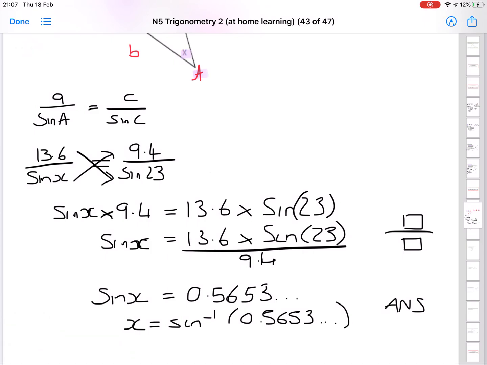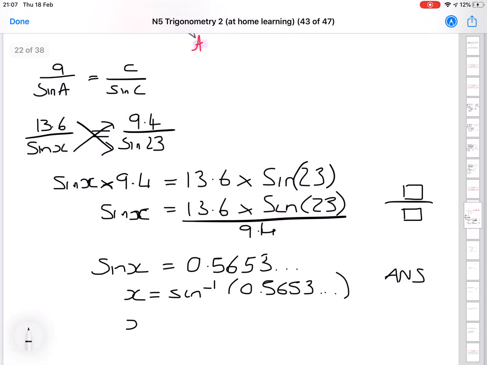So when you do this, I'm going to go for one decimal place here. Angle x, we get 34.4 degrees.